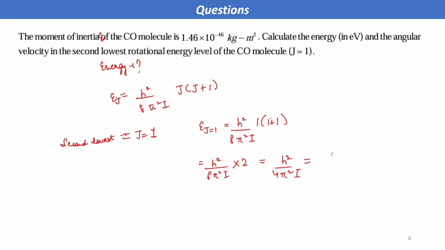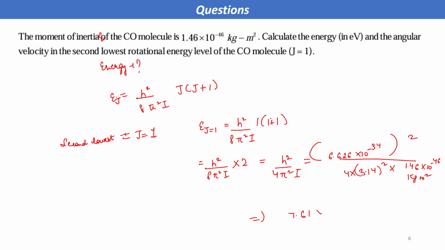And what is the value of h? h is 6.626 into 10 raised to minus 34, whole square, divided by 4 into 3.14 whole square into I. And what is the value of I? It is given, 1.46 into 10 raised to power minus 46 kg meter square. So after solving it, what will we get? We will get 7.61 into 10 raised to power minus 23 joules.